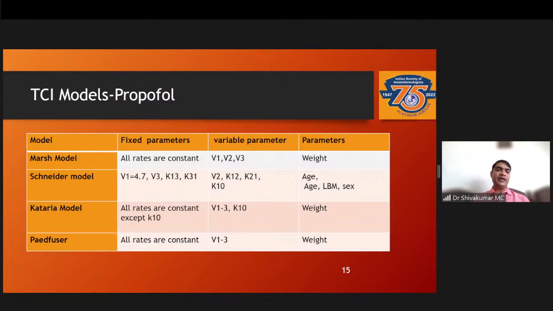So nowadays, Kataria, Paedfusor, and Eleveld models are available for pediatric patients, and the Marsh and Schnider models are available for adult patients.